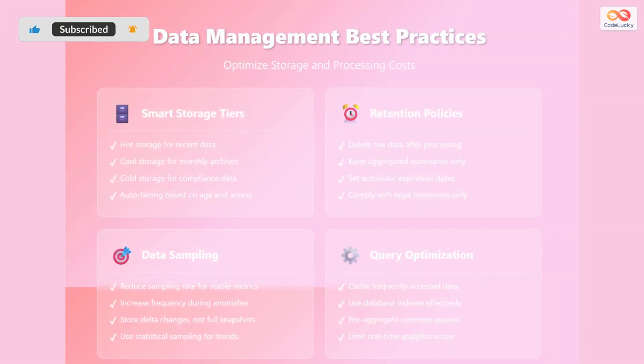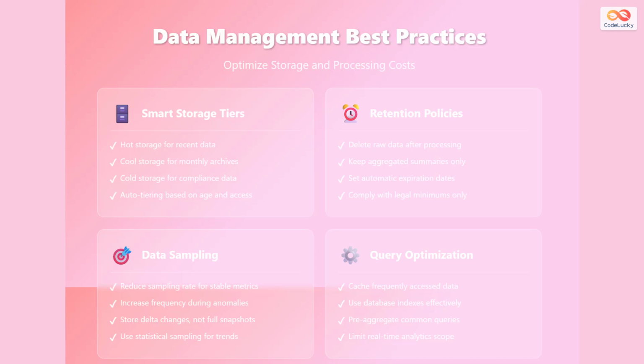How you manage data has a massive impact on storage costs. Smart storage tiers involve using hot storage for recently accessed data, cool storage for monthly archives, and cold storage for compliance data that's rarely accessed. Auto-tiering automatically moves data between tiers based on age and access patterns. Retention policies are equally important. Delete raw data after processing it into useful insights, keeping only aggregated summaries. Set automatic expiration dates and comply only with legal minimum retention requirements.